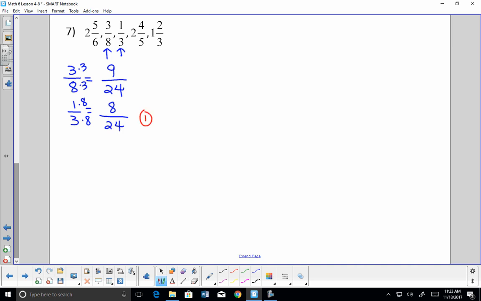Now I need to compare my next 3 numbers. Actually, I'm going to put them off to the side over here so I don't have to keep scrolling down. I have 1 2/3. I have 2 5/6 and 2 4/5. Out of these 3, I know 1 2/3 is smaller than 2 5/6 and 2 4/5 because it only has a whole number of 1. So I know this is my third smallest number.